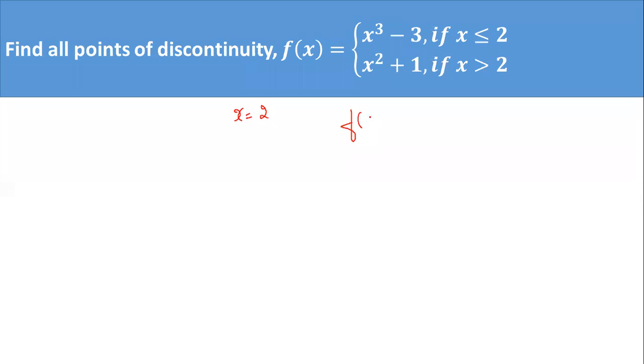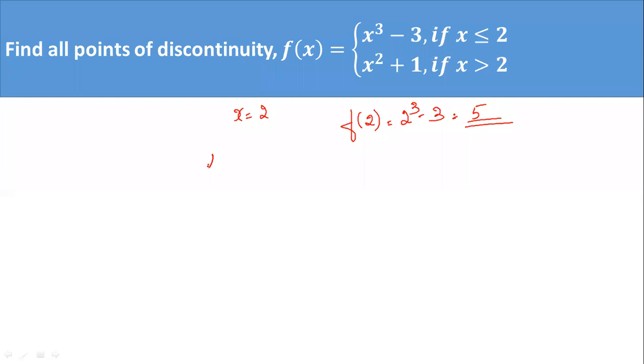So what is f of 2? Which definition you have to use for f of 2? The first one or the second one? First one, right? X less than or equal to 2 gives x cube minus 3. So use the first one. So it is 2 cube minus 3. 2 cube is 8. 8 minus 3 is 5.